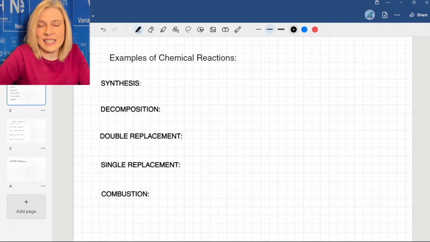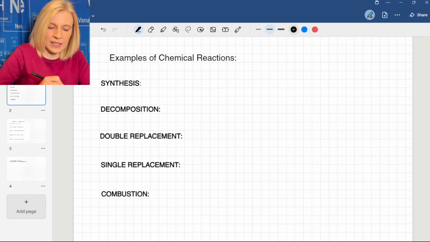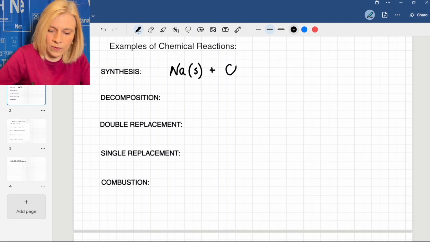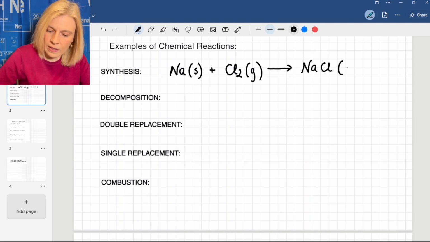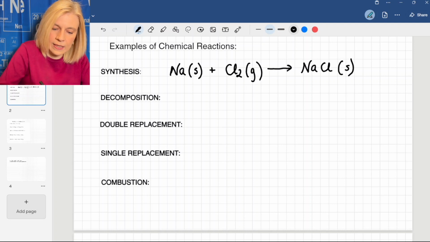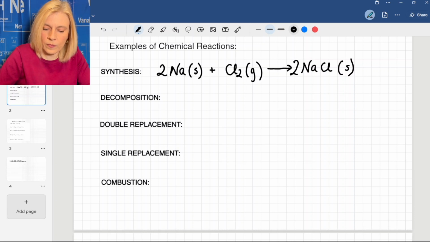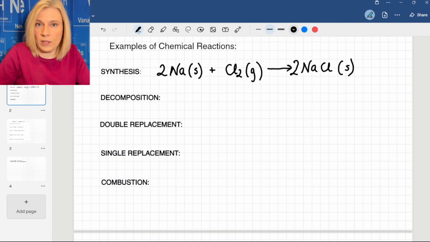So synthesis, I think the easiest synthesis to think of is a synthesis of an ionic compound. Like, here is a nice example. You will have sodium, which is a solid. It's going to react with chlorine gas, making table salt, solid. And we have to balance this, yes, so we're going to quickly put 2 right here and 2 right here. And so now we have all the atoms are balanced. So it's a perfect example. You have a metal and a non-metal combining to form an ionic compound.